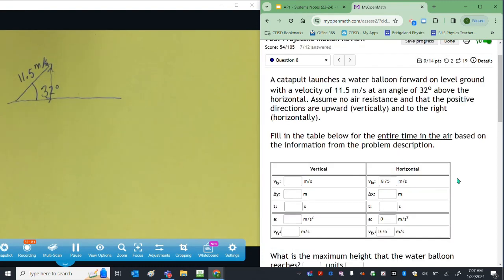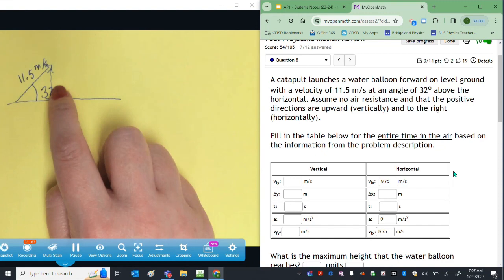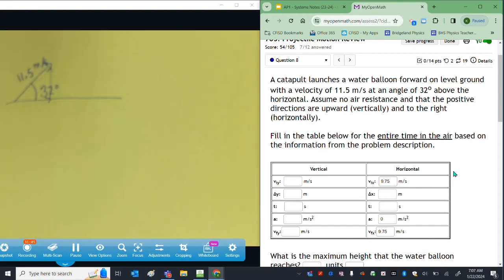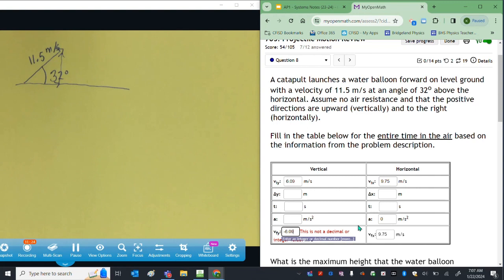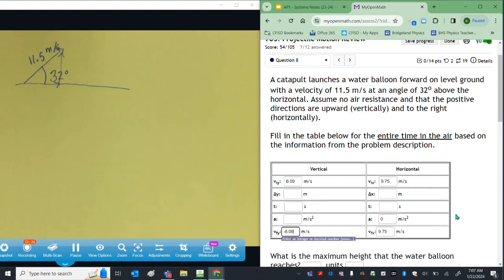For the vertical, I'm going to use sine because it's opposite my angle, so I'm going to do 11.5 times sine of 32 degrees, which is going to give me 6.09 as my initial vertical velocity. My final vertical velocity, if it's launched upward with an initial 6.09, it will land with a downward or negative 6.09 meters per second. My acceleration vertically will be negative 9.8 meters per second squared.